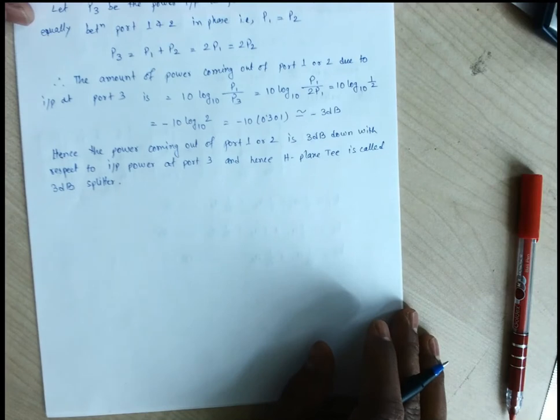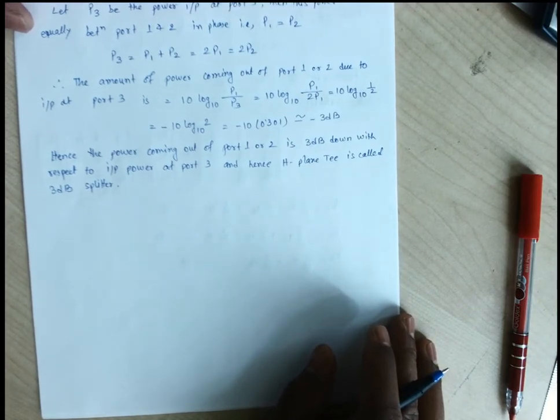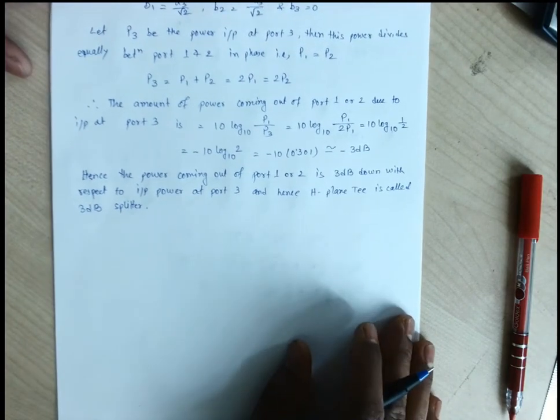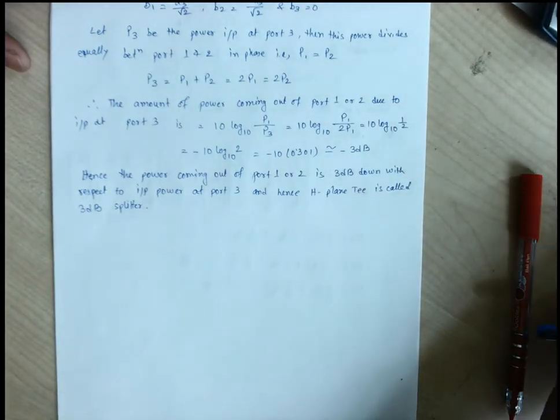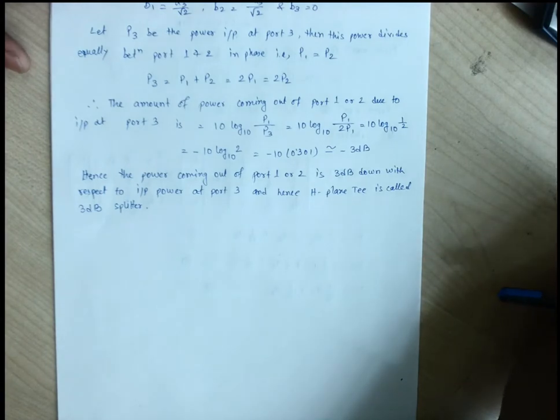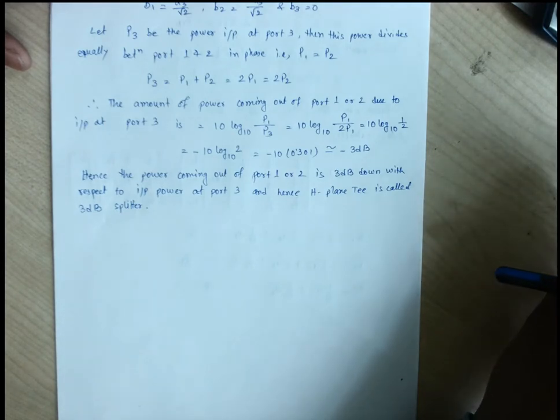It is called a 3 dB splitter. Comparing the power in port 1 or port 2, if the input is given at port 3, then it equally divides among the other two ports. So we can say there is equal division. Comparing the incoming power and the observed power at the other two ports, the power at those ports is 3 dB lesser than the incoming power.